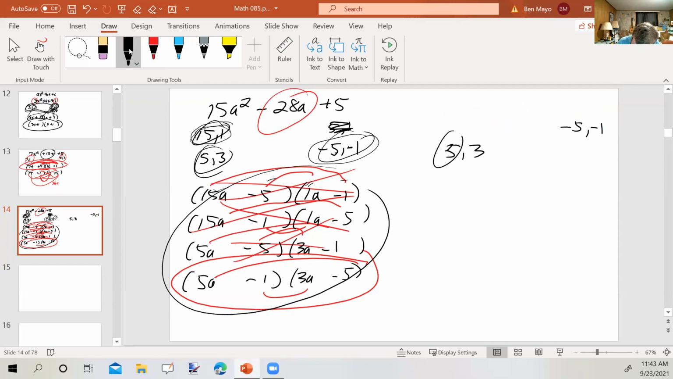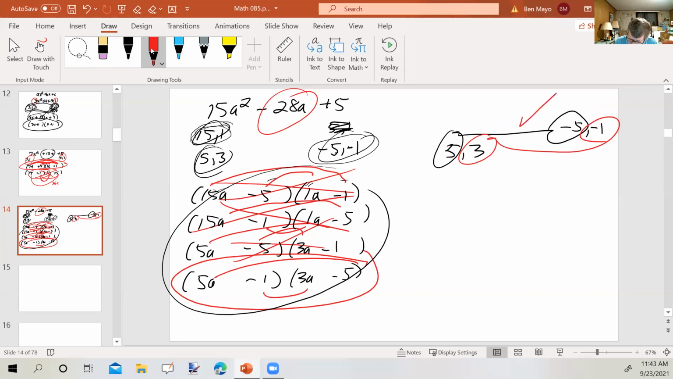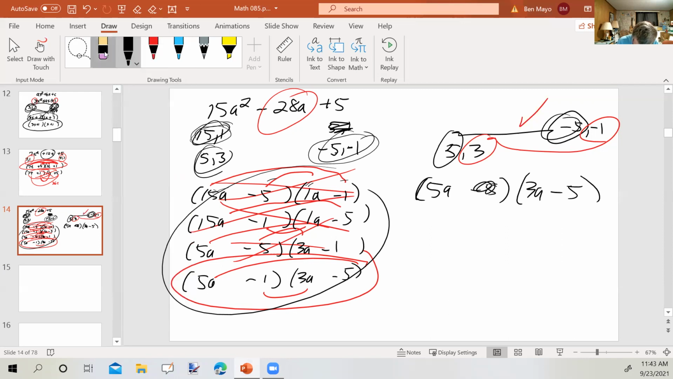So now I'm going to take 5 times negative 5 is negative 25. 3 times negative 1 is negative 3. Negative 25 plus negative 3 is negative 28. Bingo! I've got the right combination. So now what was that? I had a 5a and a 3a, and I went 5 times negative 5. So that negative 5 would have to go over here, because if it's here, you wouldn't be multiplying it by the 5a, and then a minus 1 goes there.